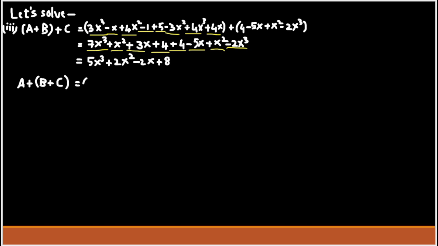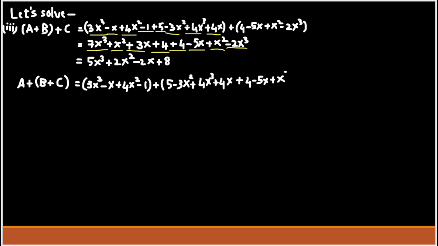And plus 3x from the sum minus 5x from C which is minus 2x. And plus 4 from the sum and plus 4 from C which is plus 8. So (a plus b) plus c equals 5x cube plus 2x square minus 2x plus 8. Similarly, let's find a plus (b plus c).